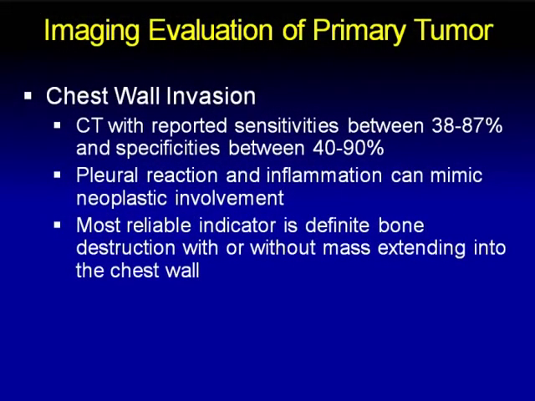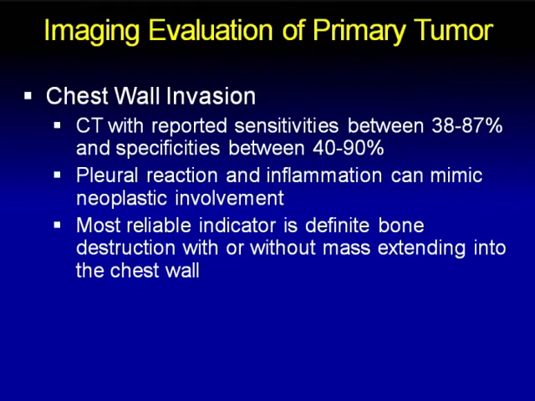Also, in terms of the T tumor, looking at chest wall invasion, CT reported sensitivities and specificities. If you look at various studies that have been done, there is a pretty broad range, going from 38 to 87 for sensitivity, specificity 40 to 90. MR is really not any better. Pleural reaction inflammation can mimic chest wall invasion, so subtle chest wall invasion can be difficult to detect imaging-wise.